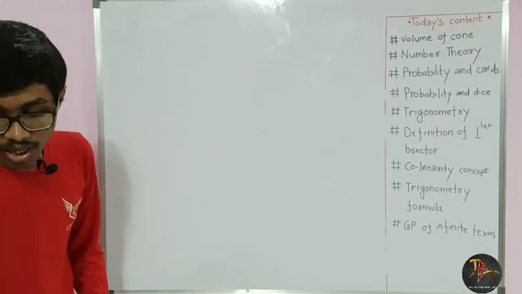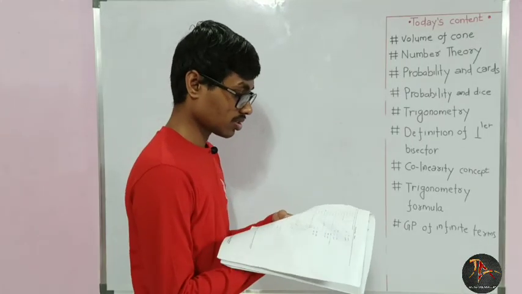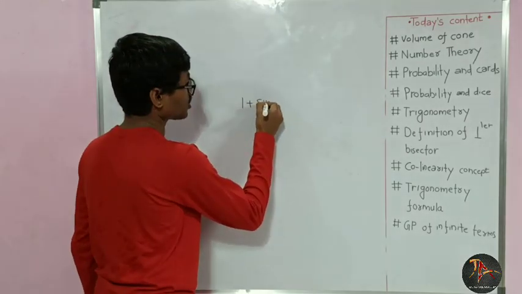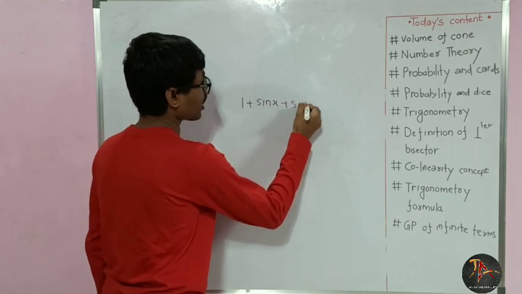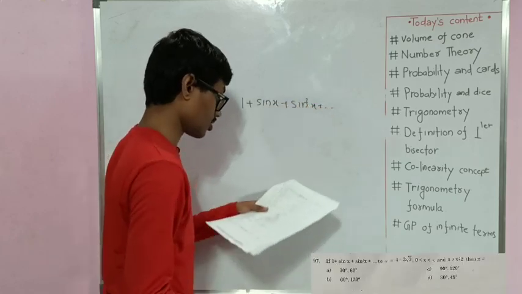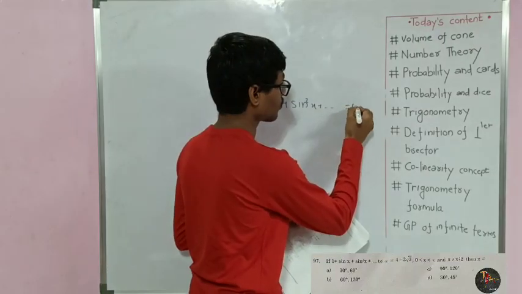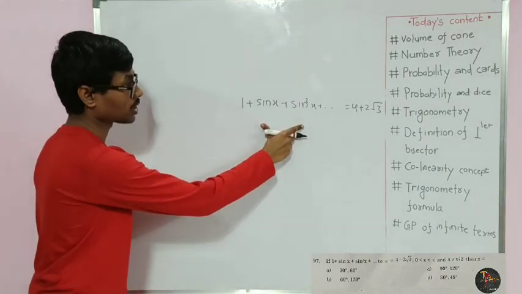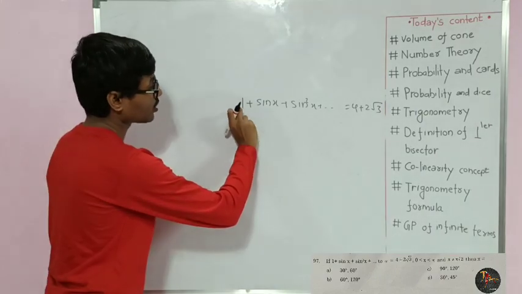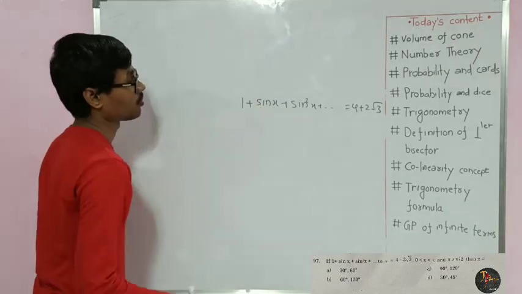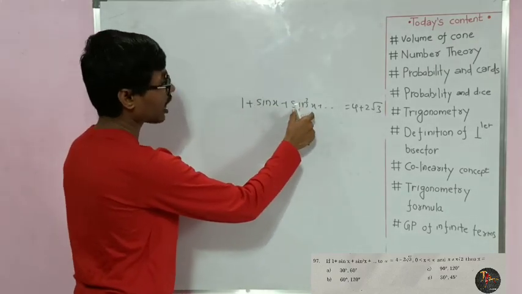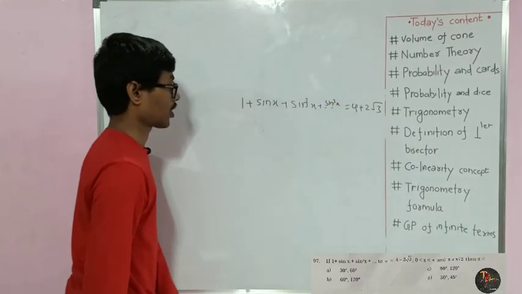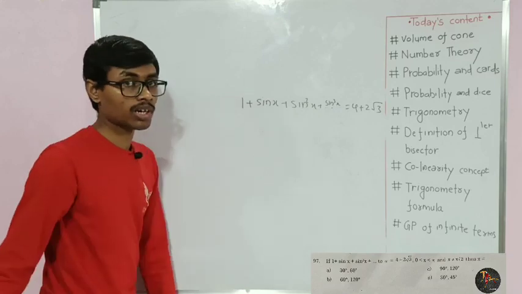Based on this, they have given a question in which 1 plus sin x plus sin square x plus, and so on, is equal to 4 plus 2 root 3. Now, if we carefully observe, if I multiply the first term by sin x, I will get the second term. If I multiply this term by sin x, I will get this term. So we have found that this is a geometric progression.